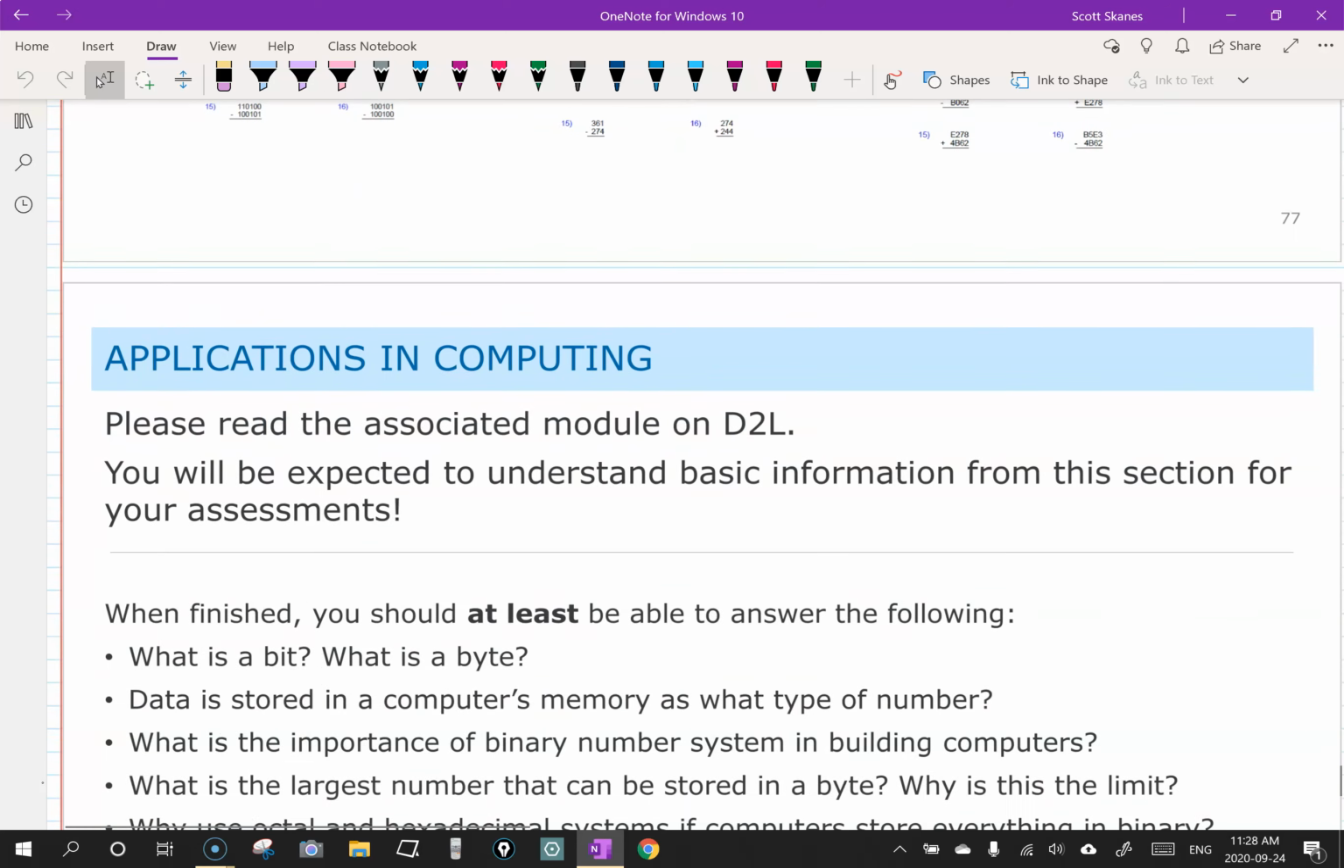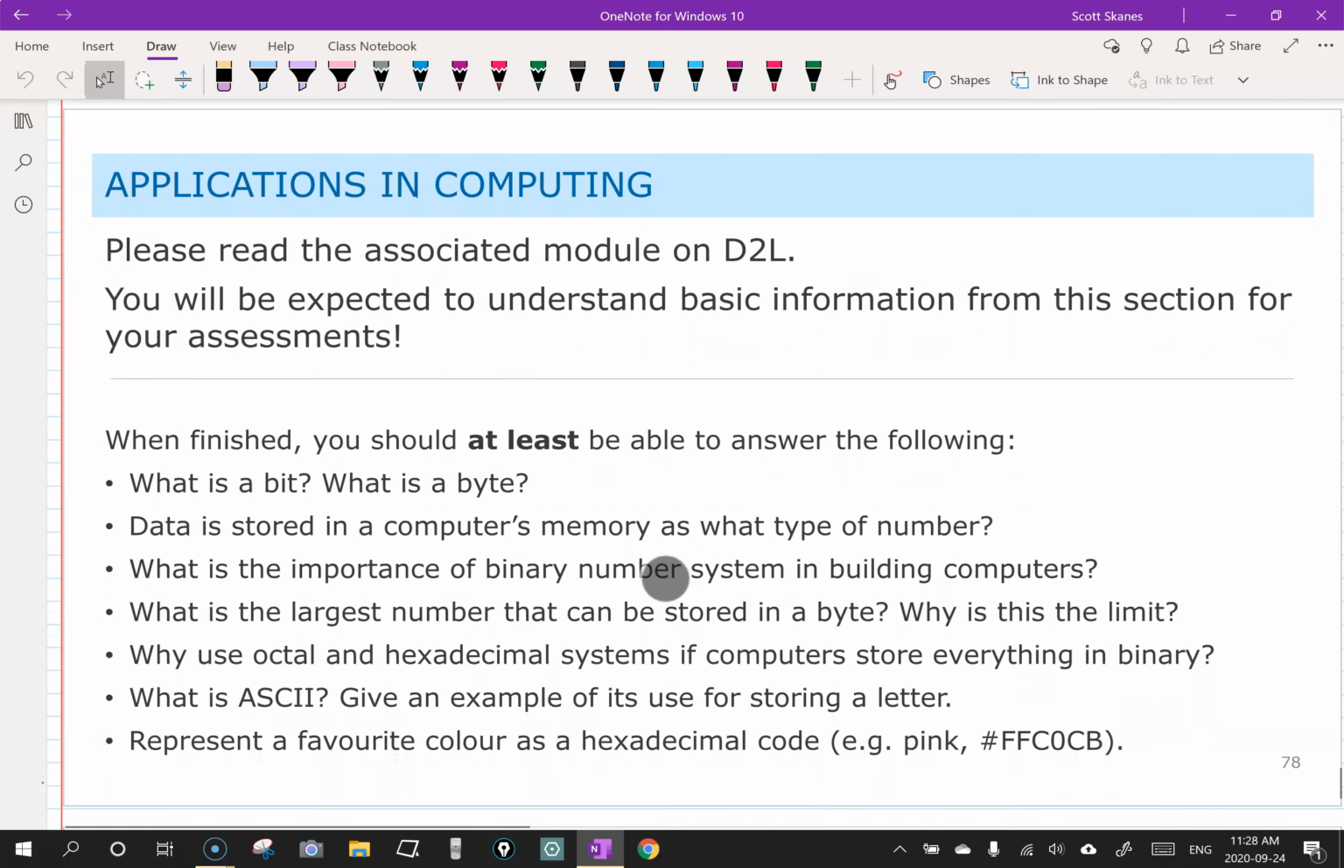There's one last thing in this chapter, or unit, and that's the final section, which is applications in computing. And it says that you need to read the associated module on D2L. It's just one section on D2L that I expect you to go through yourself. It's kind of like a reading assignment. Go through yourself and try to understand basic information from the section.